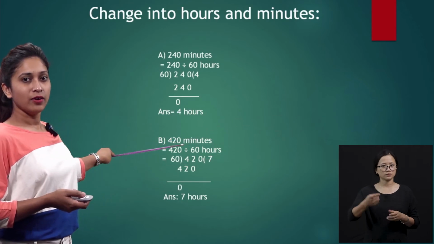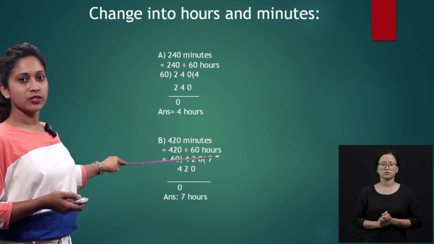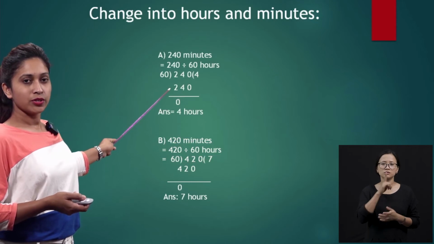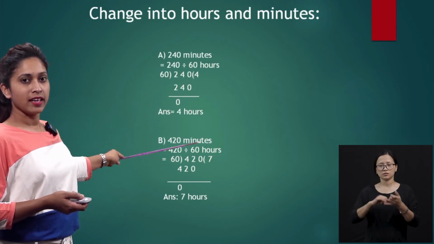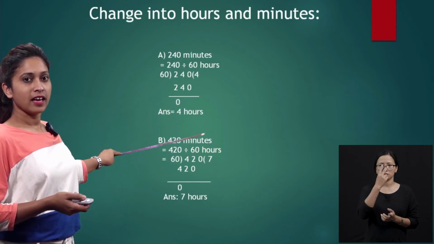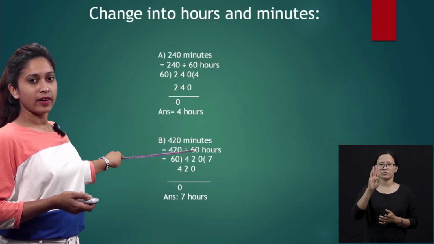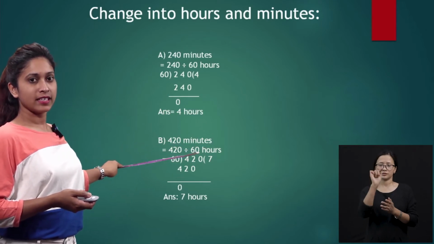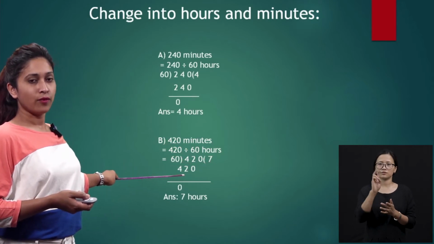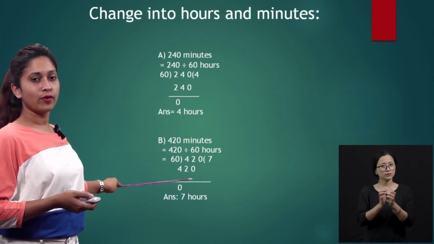Okay, now the next number is 420 minutes. So, what is the process, children? As I've already taught you 3 sums related to this. Can you recall it? Just see here. Students, look here. 420 divided by 60. So, 60 divided into 420. How much will it be? 420. When you multiply 60 with 7, you will get 420.